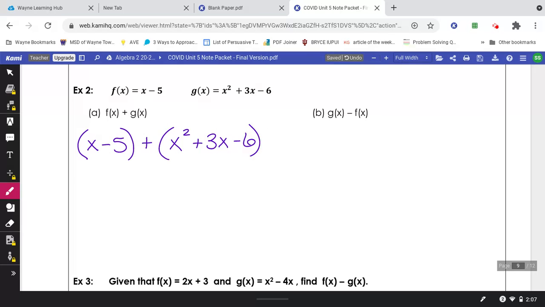And then I'm going to combine like terms. I'm going to put them in order from the largest exponent down to the smallest one. We call that descending order. I'm going to bring down the x squared first, since it's the only one of its terms. I'm going to put a 1 in front of here so I can easily add the 1x and the 3x to make 4x. Then I will combine the numbers, the negative 5 plus the negative 6, to make a negative 11.